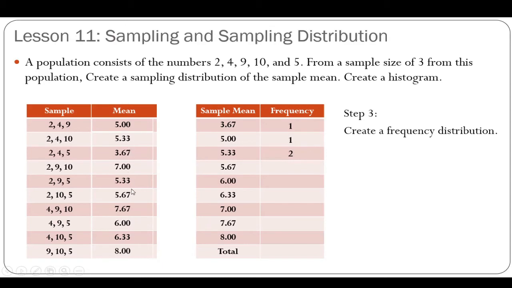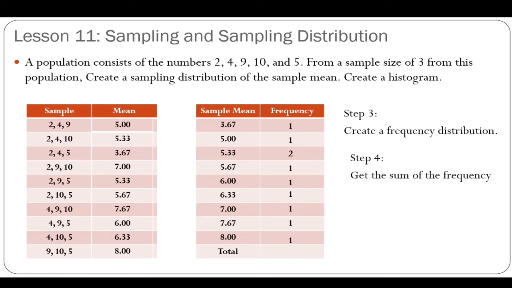5.67. Ayun, meron tayong isa. How about 6? Ayun, meron tayong isa. 6.33. Isa rin. 7. Ayun, isa. 7.67. We have 1. Then 8. Ayun, nasa dulo. We have 1.